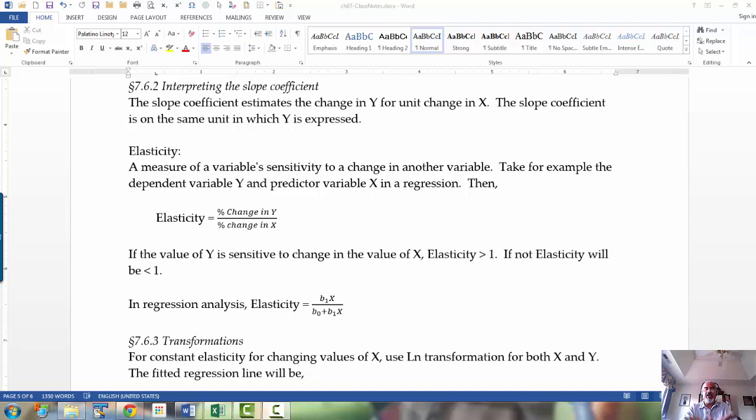So one thing you must keep in mind always is that the slope coefficient b sub 1 is always in the same units as y, whatever y may be. If y is in millions of dollars, the slope coefficient is in millions of dollars. If y is weight in ounces, slope coefficient b sub 1 is weight in ounces. So you must keep that in mind, then interpretation becomes a little easier. So let's go to the example in the Excel file now.